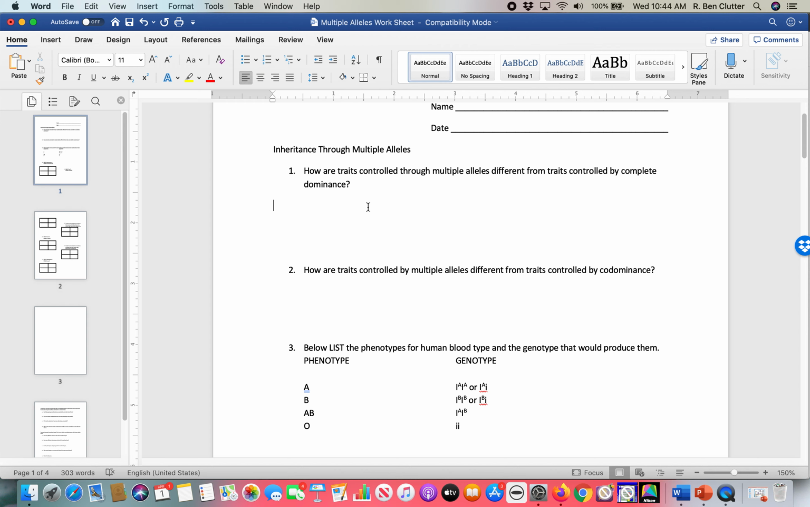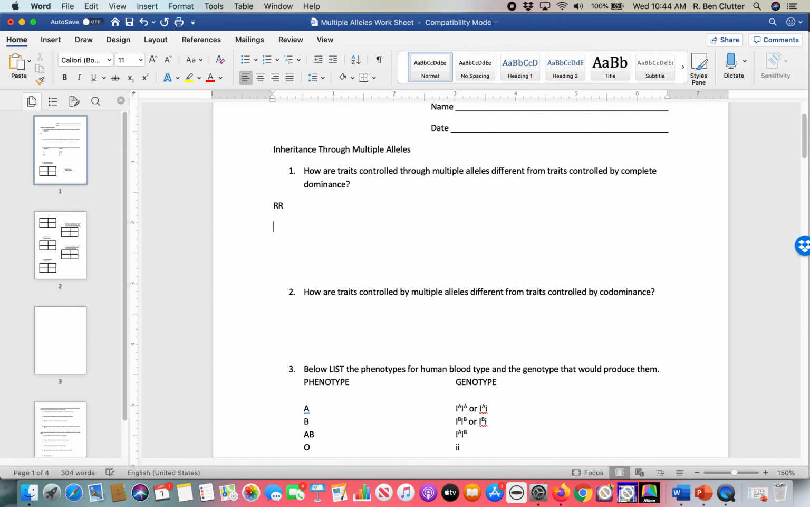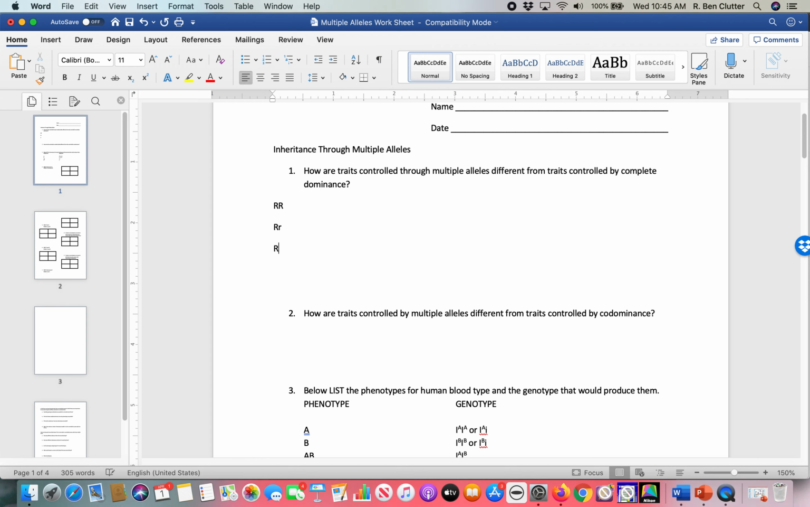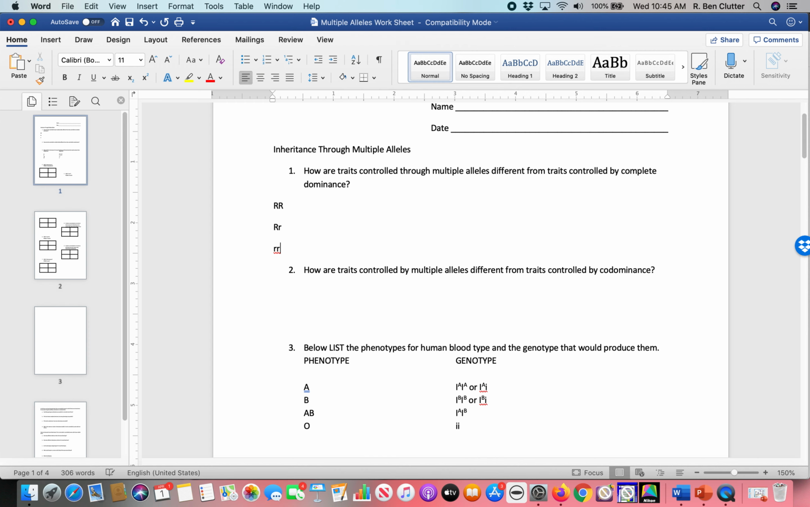So remember, with complete dominance, we could have capital R, capital R, or capital R, lowercase r, or we could have lowercase r, lowercase r. And so basically we have three different genotypes. How many phenotypes is that? Well, this would have been red, this would have been red, and this would have been yellow. So two phenotypes. So you'd have red or yellow.